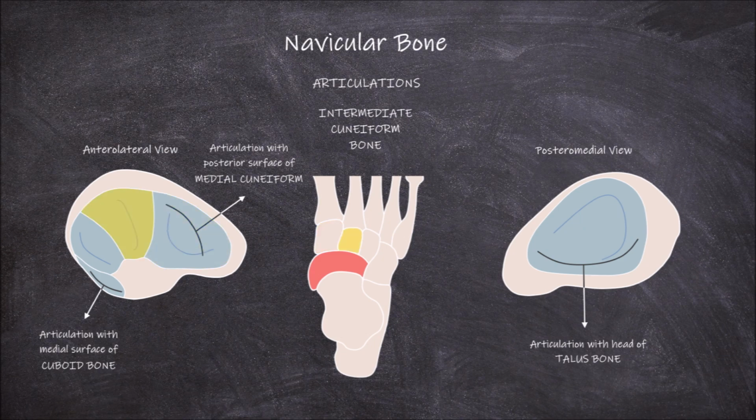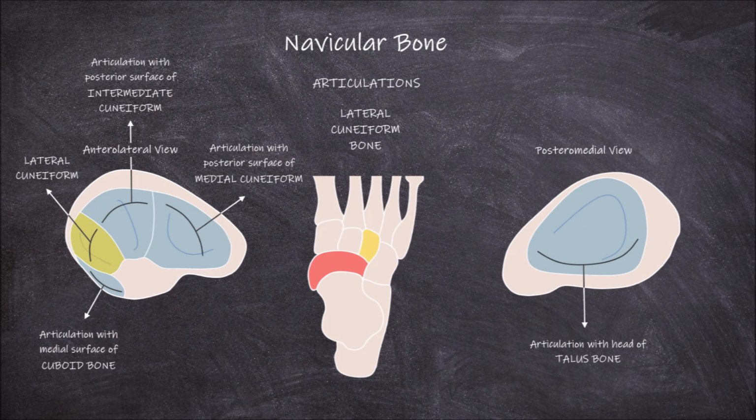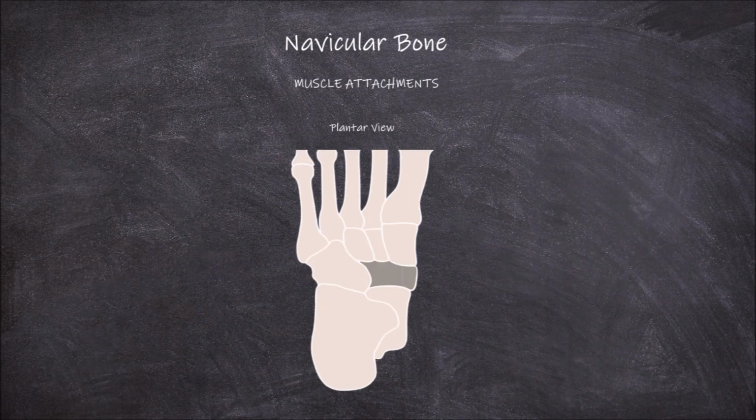The intermediate facet on the anterior surface of this bone articulates with the facet on the posterior surface of the intermediate cuneiform bone. The fifth and final articulation is with the lateral cuneiform bone. The lateral facet on the anterior surface of this bone articulates with the facet on the posterior surface of the lateral cuneiform bone. What about the muscles that attach to this bone?